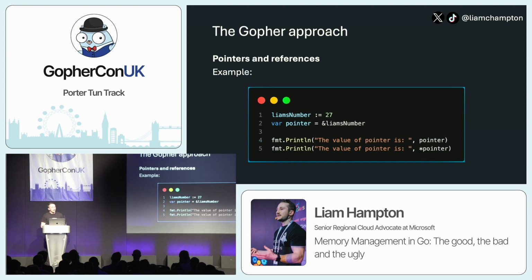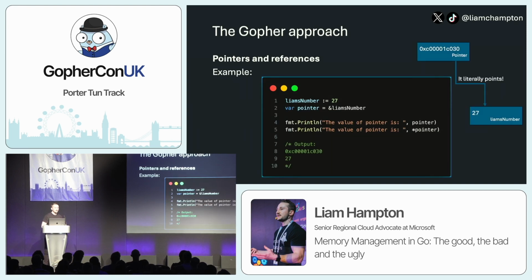So a quick example. Liam's number is 27, and I admittedly have probably called this the worst thing, calling it pointer, but a variable pointer is equal to ampersand of Liam's number. Now I'm going to print those two out. I'm going to print out pointer and the dereferenced value of pointer. And as I'd expect, I get a memory address and 27. Now as you can see, this memory address is being written in funky code. Imagine if that's ones and zeros. That would be awful to read. It literally points. That's what a pointer does. It points to somewhere in memory.